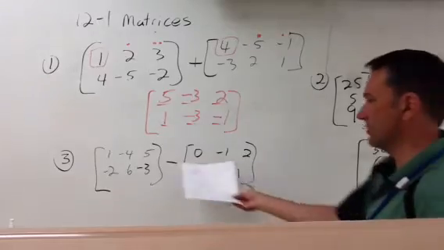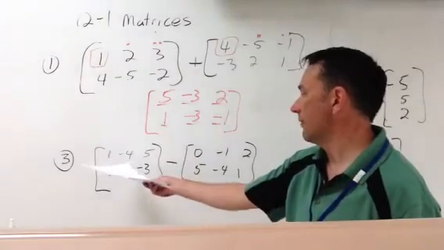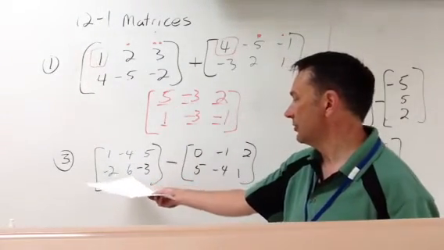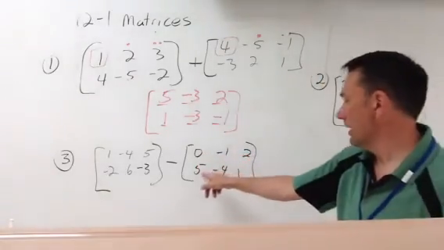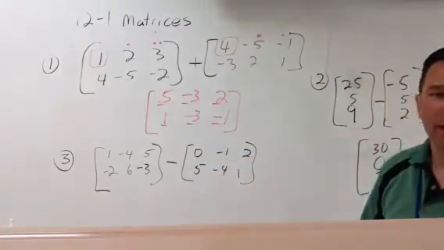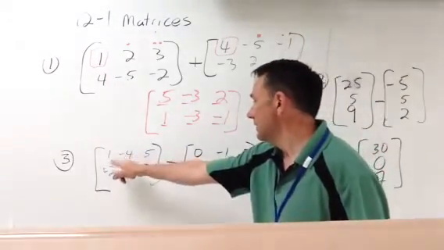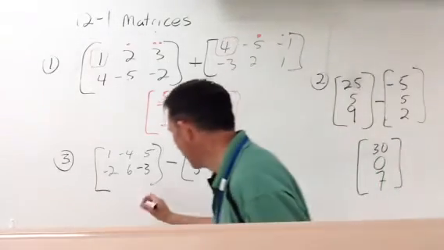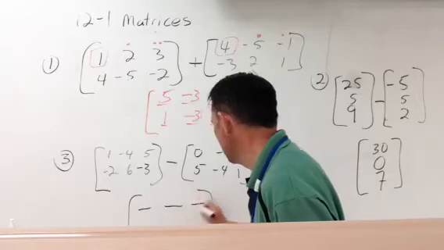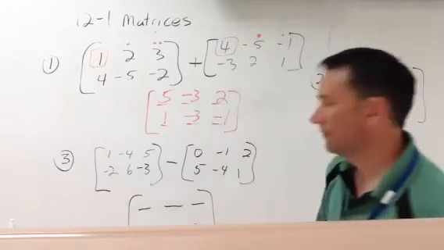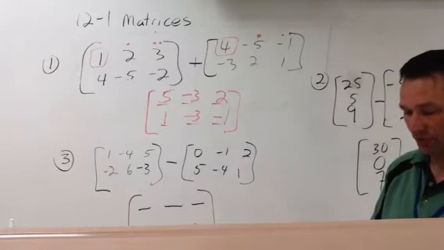I made up another matrix. I want you to try this one. Here we have 1, negative 4, 5, negative 2, 6, negative 3, minus 0, negative 1, 2, and 5, negative 4, 1. Take the time, try to solve this. Your hint: this is a 2 by 3 matrix, so it is going to result in a 2 by 3. You can solve that one and submit it with your notes.